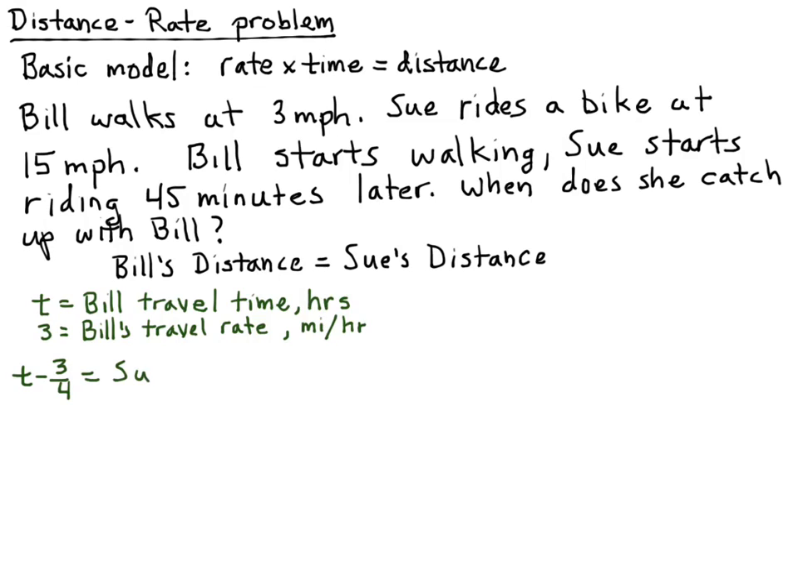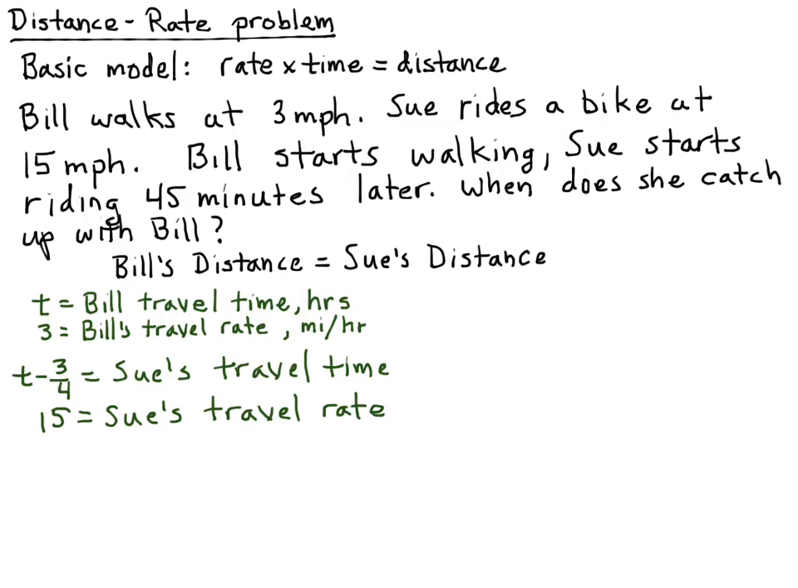All right, so let's see what Sue is about now. Sue's travel time is going to be Bill's travel time minus 3/4 of an hour. So if Bill travels an hour, Sue travels 15 minutes, you know, that sort of thing. And then Sue is traveling 15 miles per hour. And so now we just use the equation that I have up here, where Bill's distance is 3 times t, and Sue's distance is 15 times her time, which is t minus 3/4.